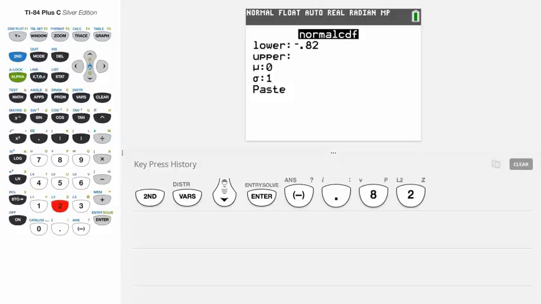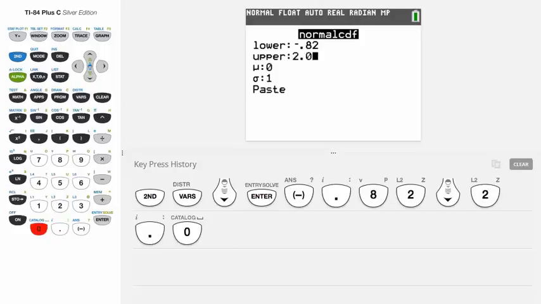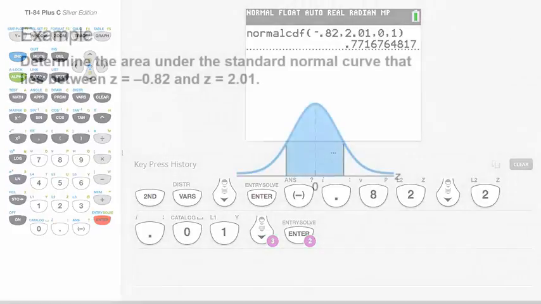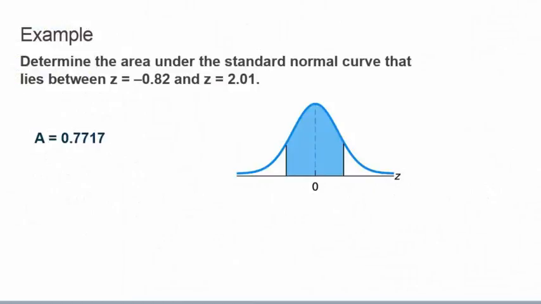If I have the stat wizard, second, distribution, I want number 2, normal CDF, my lower bound is negative 0.82, my upper bound is 2.01, my mean is 0, my standard deviation is 1, enter, enter again, and I also get 0.7717. So my area equals 0.7717.